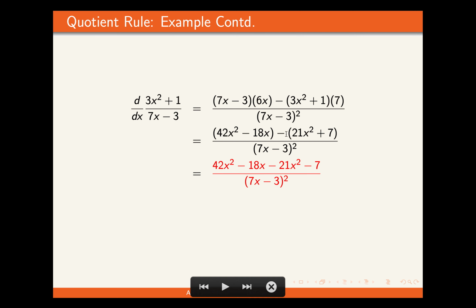Here there is a minus, so let's distribute by minus 1 and remove the parenthesis. When we do that, negative 1 times 21x squared will be negative 21x squared, and negative 1 times positive 7 will be negative 7. Here we just have the positive 1, so no problem with that. We have like terms that we can combine: 42x squared and negative 21x squared, when we combine, we get 21x squared. The rest are unlike terms, so we can just carry them, and on the denominator we can just leave it like that.